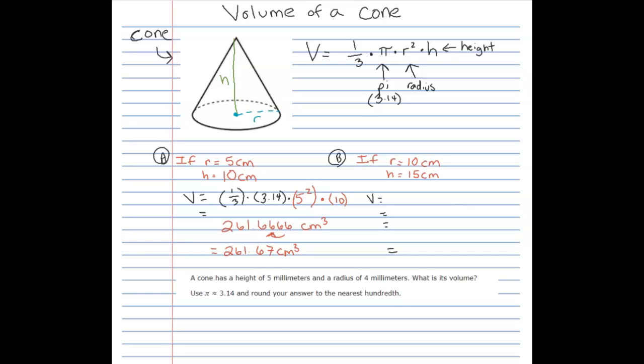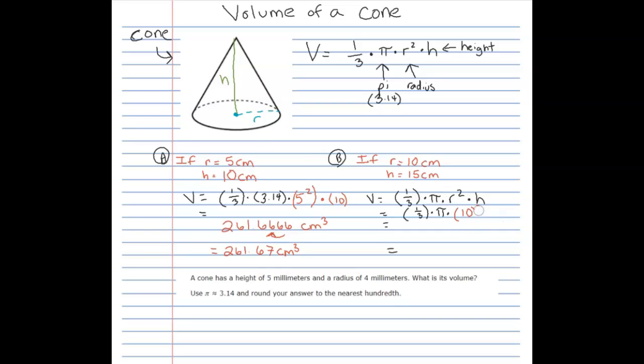Alright, B. Let's do the same thing. Except in this case, what I'm actually going to do is rewrite the problem so that you guys can see where I'm coming up with these numbers. So we have 1/3 times pi times r squared times the height. Let's mix and match. So the 1/3 stays the same. The pi stays the same. Now we're getting to where the numbers are going to change. R in this case is 10.